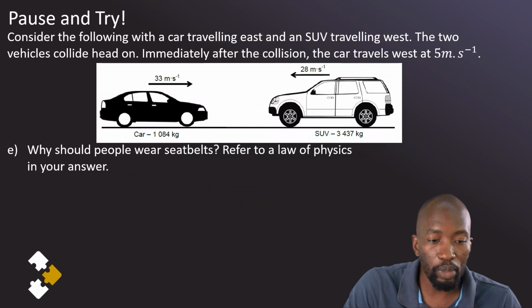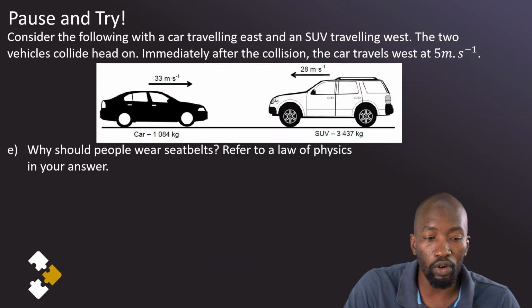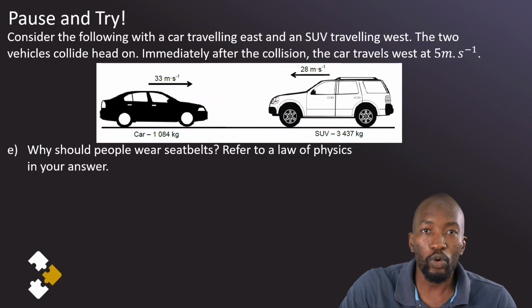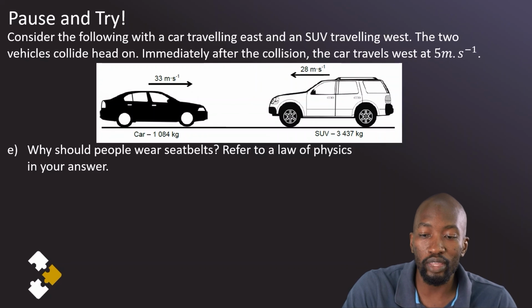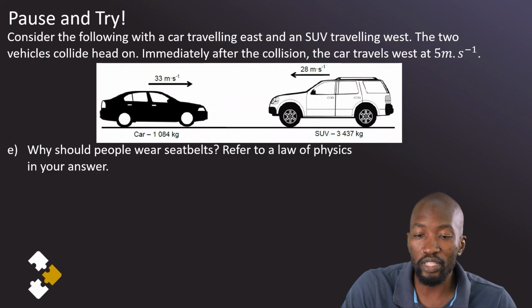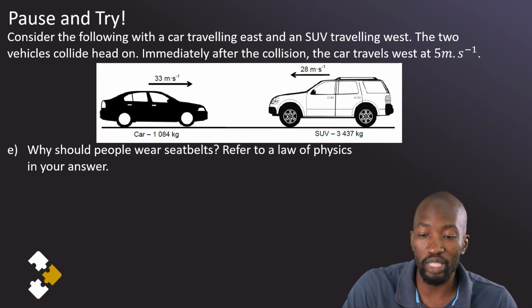Now, why should people wear seat belts? Refer to a law of physics in your answer. So remember, during a car collision, there is no unbalanced force on the person. So according to Newton's first law, the person will continue to move at the same speed. The main purpose of a seatbelt is to bring an unbalanced force to the person by stopping the person from moving out of the car. I hope you enjoyed this workshop on momentum.